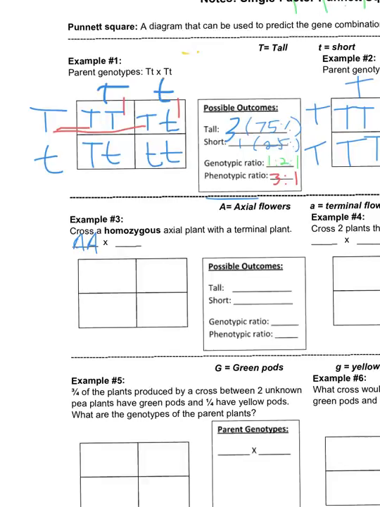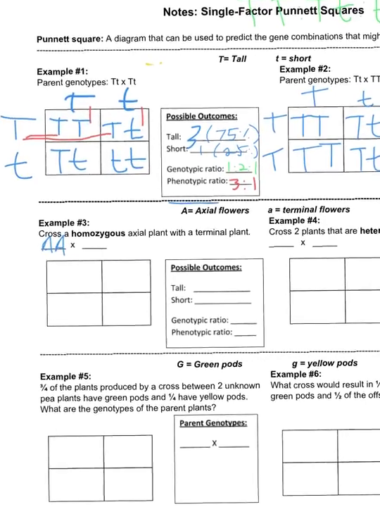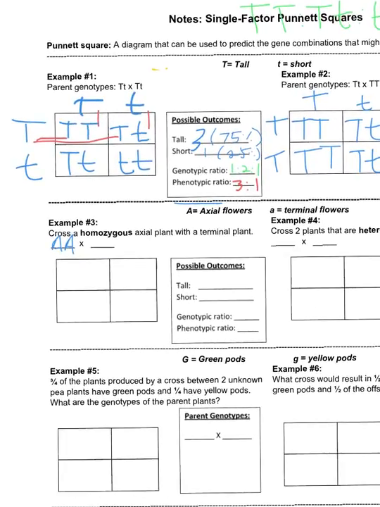And then the other genotype says that it's with a terminal plant. So you see where it says terminal? The only way you could be terminal is if you had 2 lowercase a's. So that parent is homozygous recessive. Excellent. So let's go ahead and cross it on out.